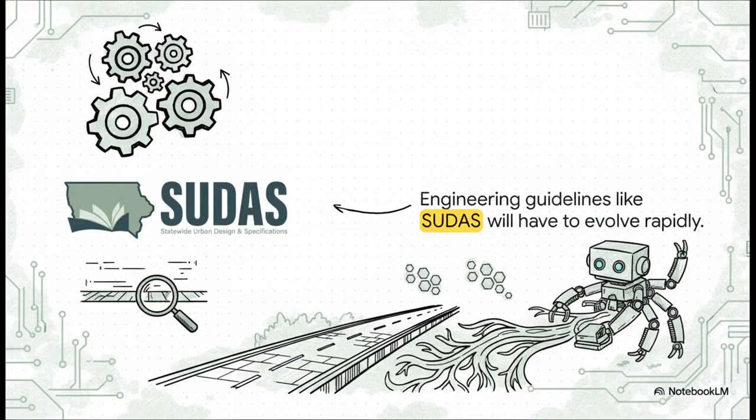Because of these massive leaps forward, standard statewide engineering guidelines, like the SUDAS Urban Design Manual, are going to have to evolve incredibly fast. The engineering rulebooks of the past simply weren't written to account for AI diagnostics, robotic construction crews, and living, self-healing materials. It's a whole new ballgame.